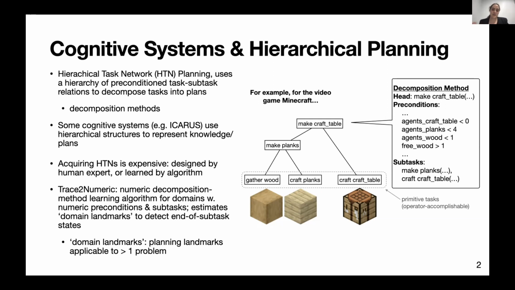The algorithm is called trace to numeric, and it learns decomposition methods for domains with numeric preconditions and numeric subtasks. It learns the structure of the domain. It estimates something that we call domain landmarks to detect end of subtask states, which it uses to infer the end of subtasks from the training traces it's learning from. For those who have never heard the term domain landmarks, it's basically like a planning landmark, but it's applicable to more than one type of problem or problem class in a domain.